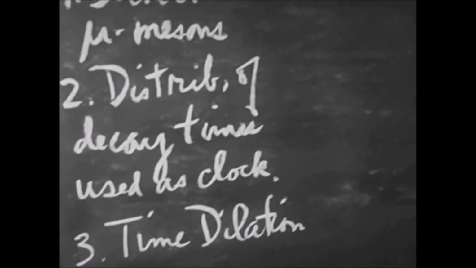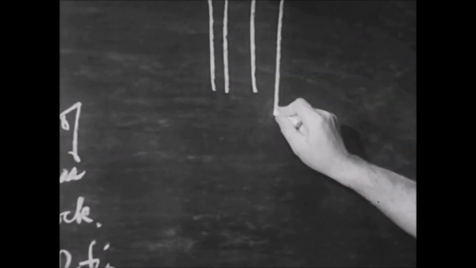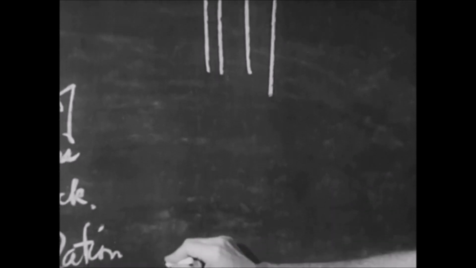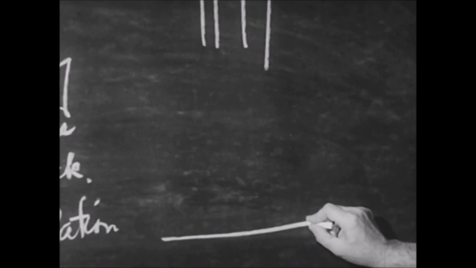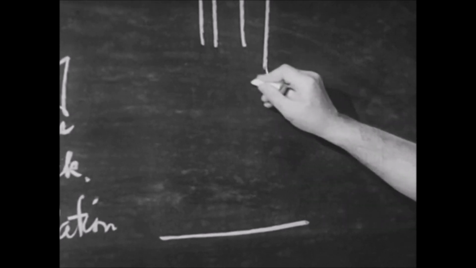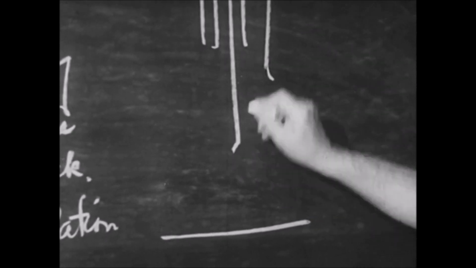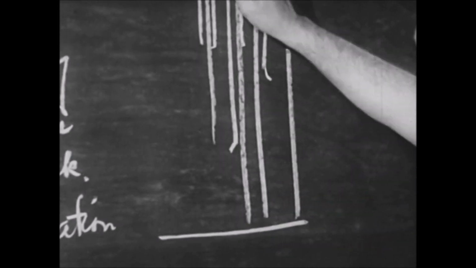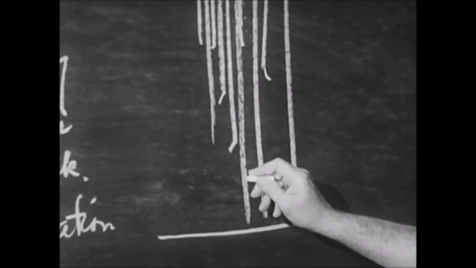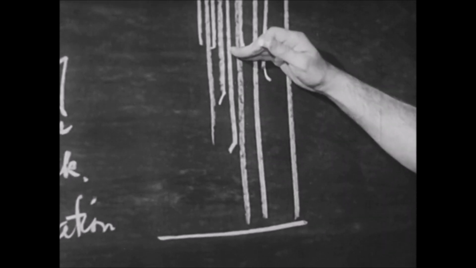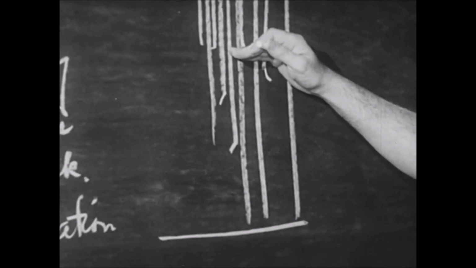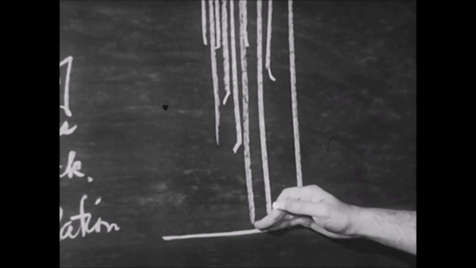The mu mesons we'll use are produced high in the atmosphere and come shooting down toward the Earth. As they come down, some of them disintegrate in flight. The number arriving at a high altitude is greater than the number surviving to reach sea level.